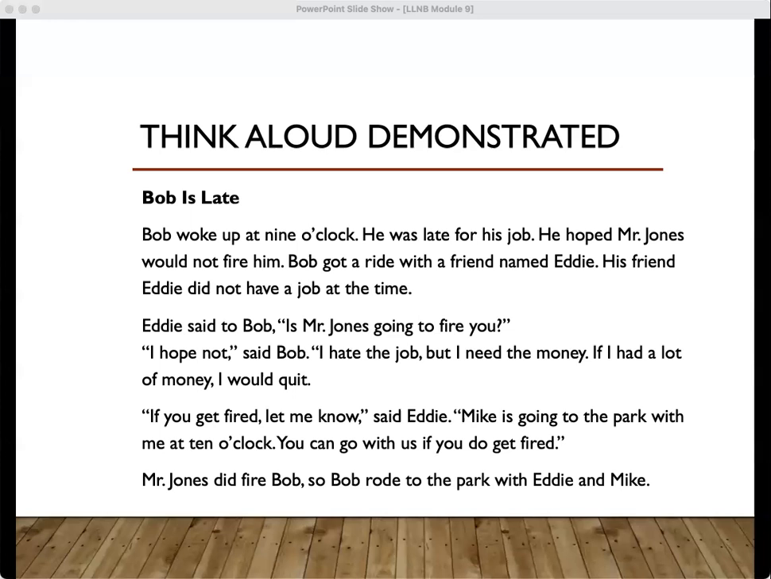"I hope not," said Bob. "I hate the job, but I need the money. If I had a lot of money, I would quit."